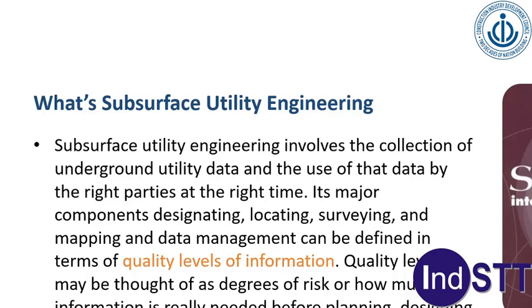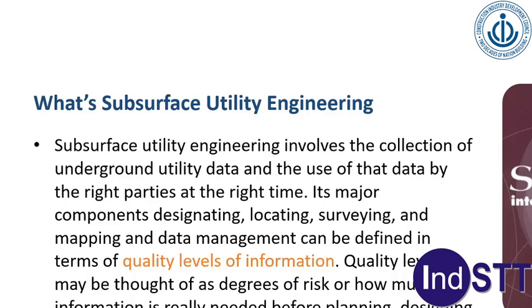So it involves collection of underground utility data and the use of that data by the right parties at the right time. Its major components, designating, locating, surveying and mapping, and data management, can be defined in terms of quality level of information. Now this quality level of information is the main thing which goes behind SUE. We will look in great detail. So quality level may be thought of as degrees of risk or how much information is really needed before planning, designing and constructing a project. So quality level, as the name indicates, will tell you the quality of the information which is available.